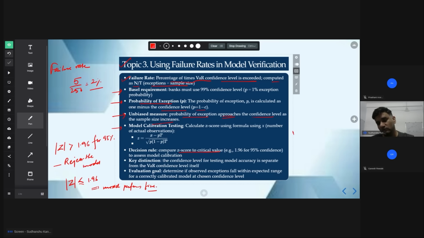So what is VaR confidence? VaR confidence is used in model prediction. Then you have something called test confidence. What is test confidence? It is used to check the accuracy of that prediction.